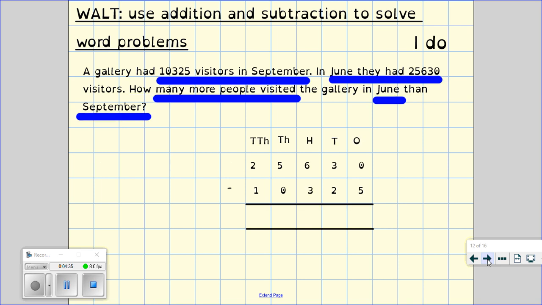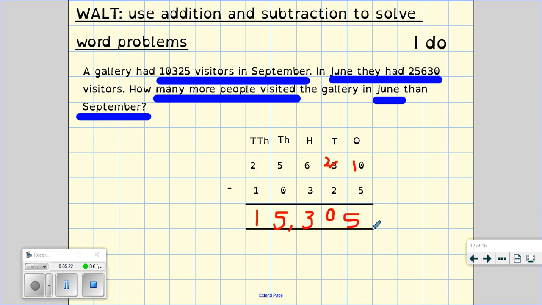Okay, so column subtraction, so we start with our ones. I can't take away 5 from 0 because 0 is a smaller number, so I'm going to have to do an exchange and borrow a 10 from the tens column. Okay, so 10 subtract 5 is 5. 2 subtract 2 is 0. 6 subtract 3 is 3. 5 subtract 0 is obviously 5. And 2 subtract 1 is 1. So in June, 15,305 more people visited the gallery than visited in September.